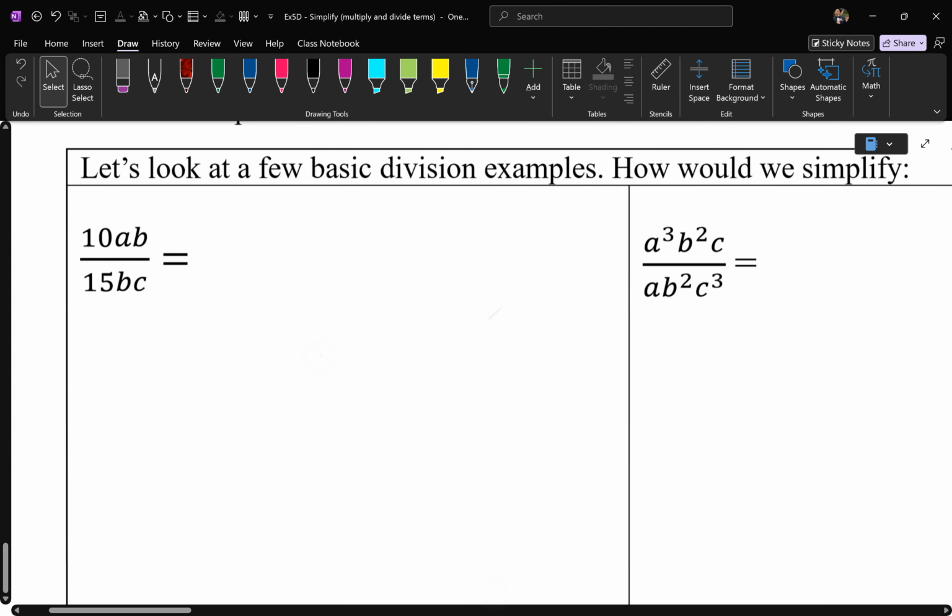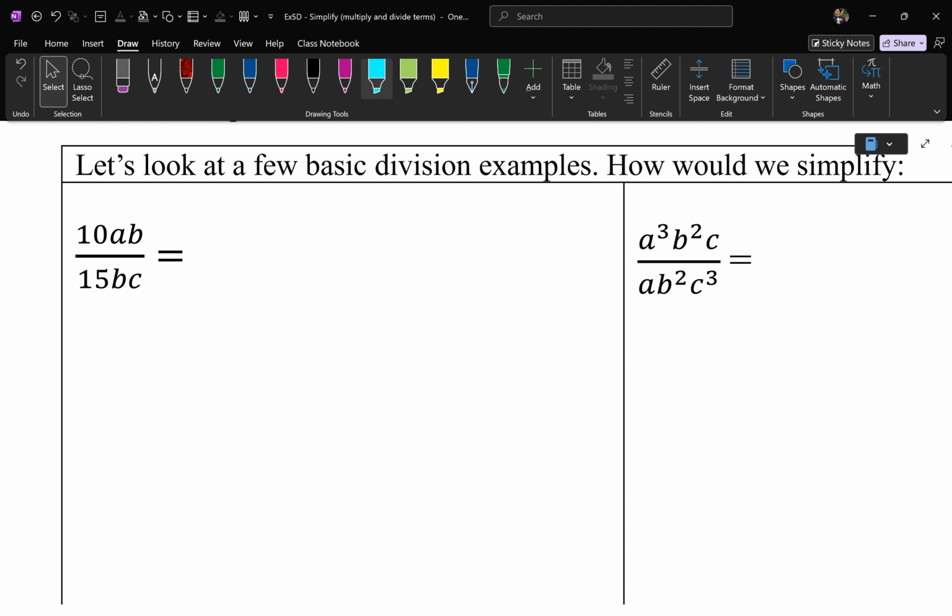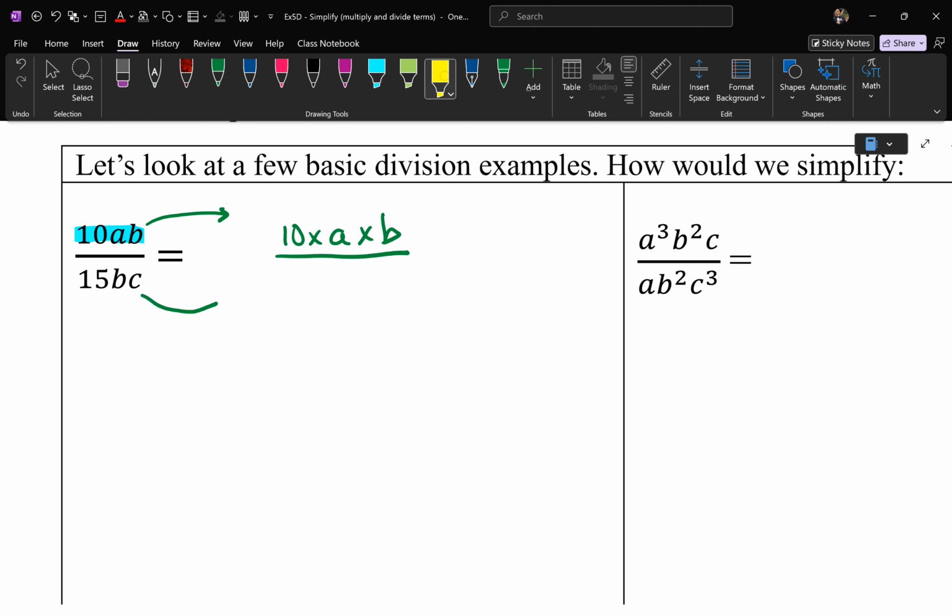Last 2 examples. Here we go. Let's copy this. I want you to break them all apart. So let's do the top together. 10AB. What does 10AB mean? Can I please have Hauschwan? What's 10AB mean? Beautiful. 10 times A times B. Very good. What does 15 BC mean? Can I please have Sienna? Beautiful. Now you've got all the times.